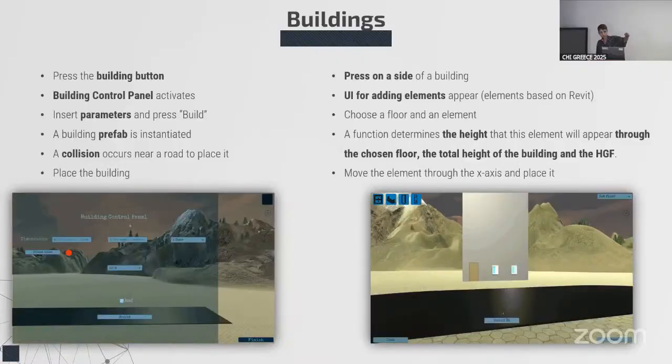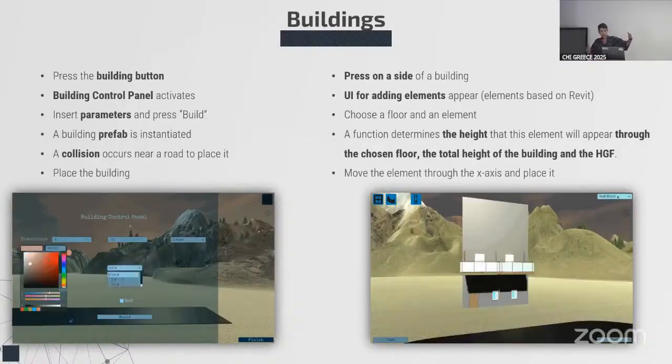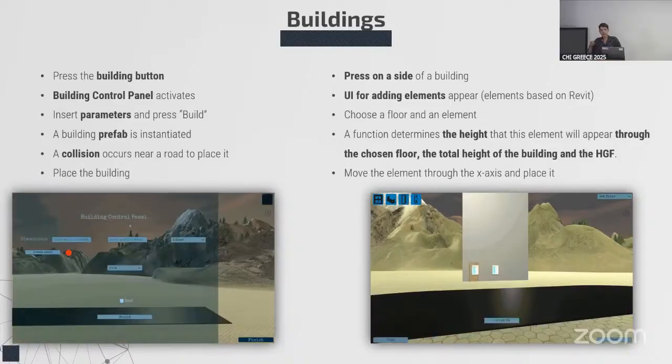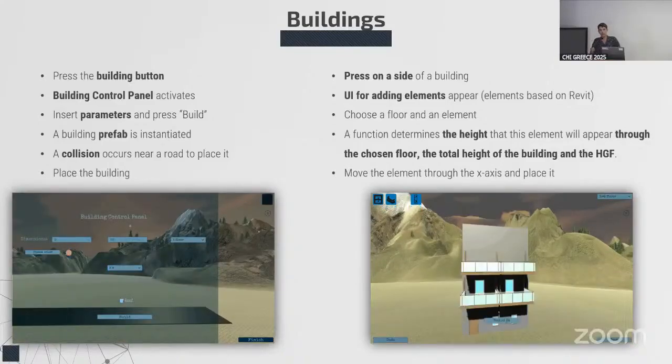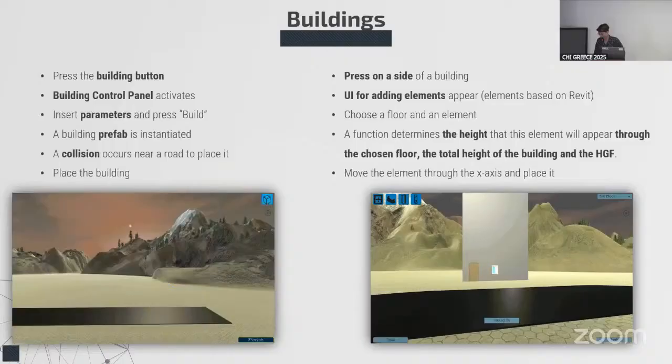On the left side, you can see the building control panel where you can insert all the parameters for a building. And on the right side, you can see the UI for adding elements. You can choose an element and a floor, and then a function determines the height that this element will appear according to the chosen floor, the total height of the building, and the height of the ground floor. And then you can move the element through the x-axis and place it.